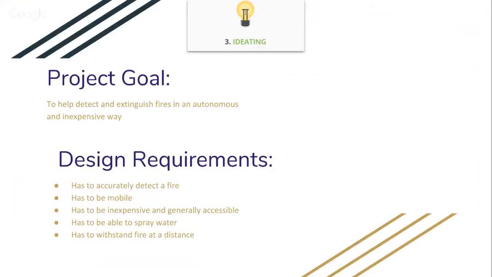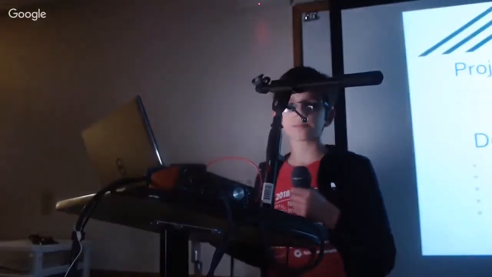My robot needed to be able to accurately detect the fire, to be mobile, to be inexpensive and generally accessible as a consumer product. It also needs to be able to spray water to extinguish the fire, and it needs to be able to withstand fires at a distance.